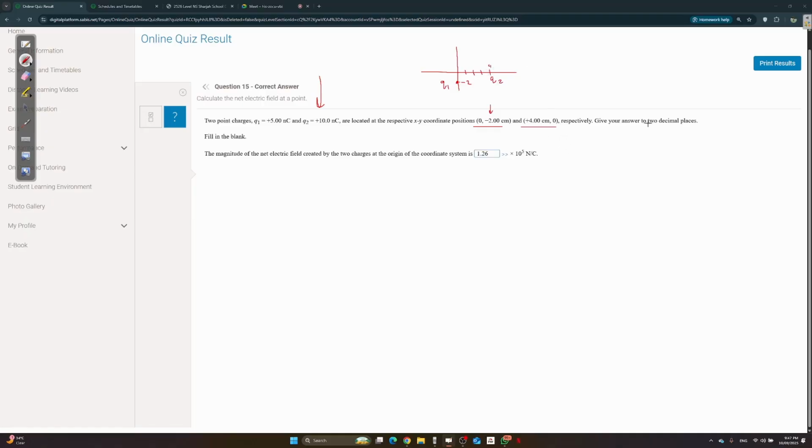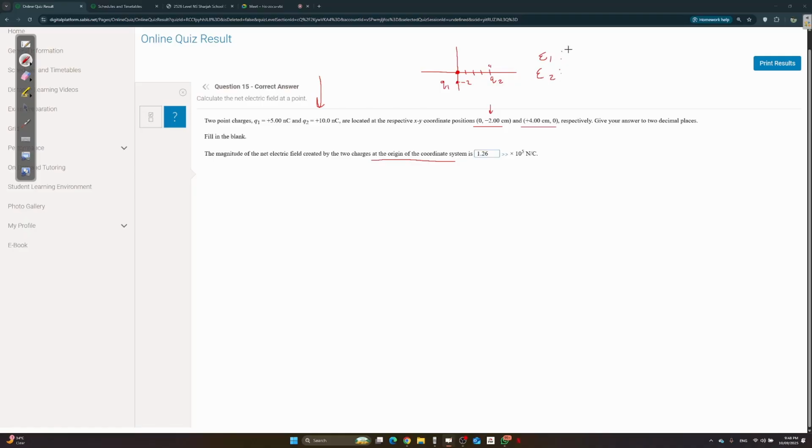Give your answer to 2 decimal places. What do they want? They want the magnitude of the net electric field created by the 2 charges at the origin of the coordinate system. So we have 2 electric fields being created at the origin, E1 and E2. Let's find them one by one. So you're going to want to find E1 and E2.